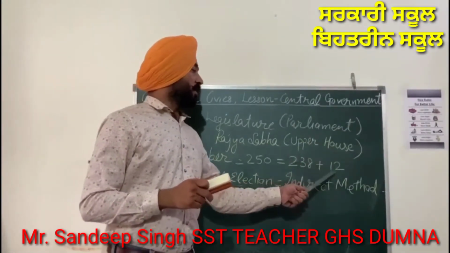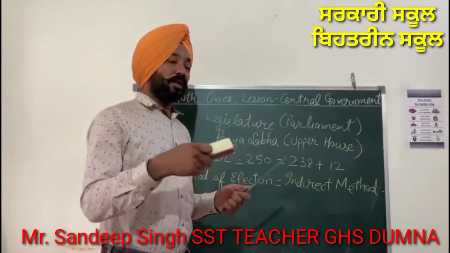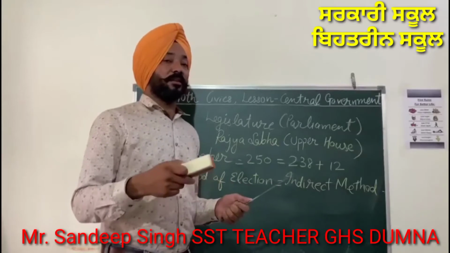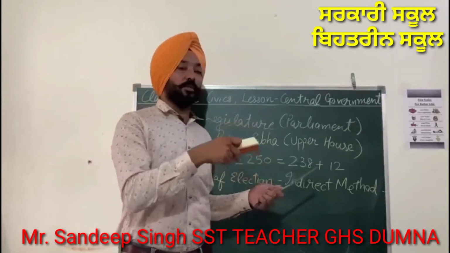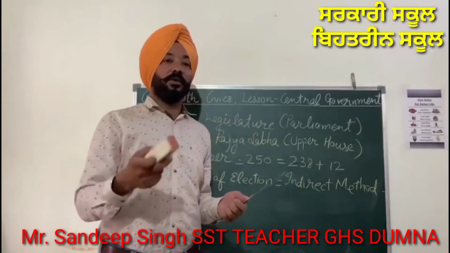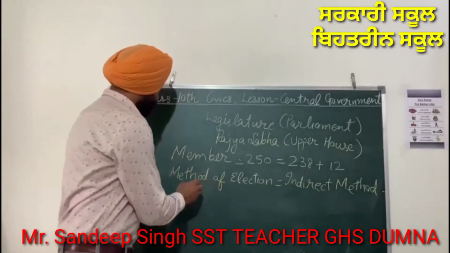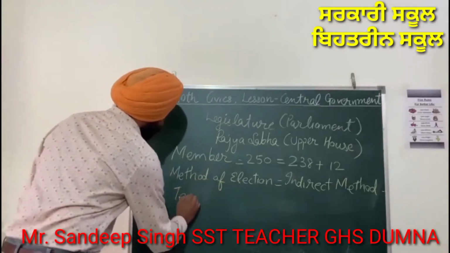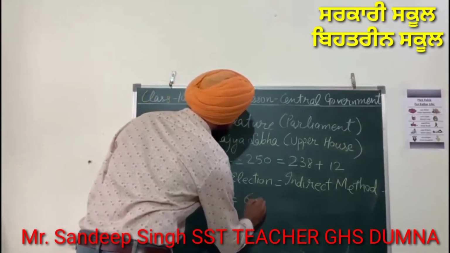He can nominate these members from the different fields. All these members are eminent in their field. We can say that he can nominate them from the field of art, literature, science, social service. And after that, the tenure of the member of Rajya Sabha is 6 years.